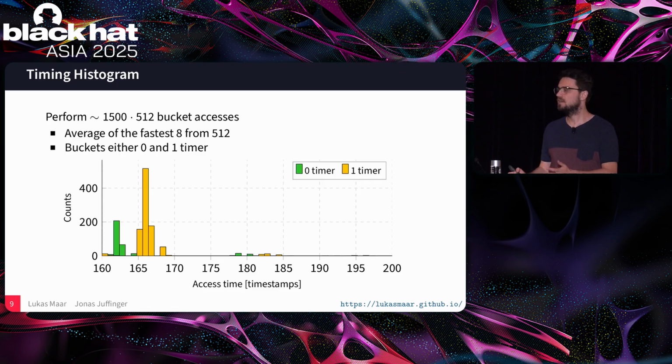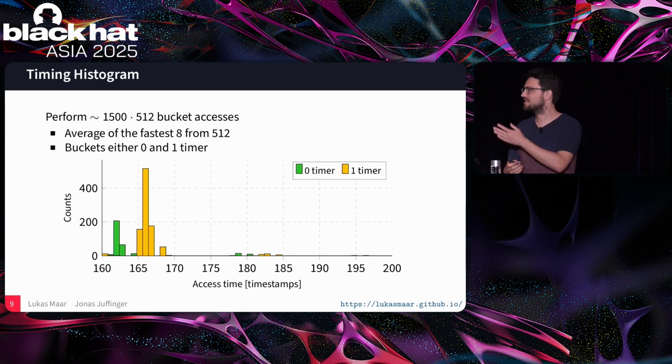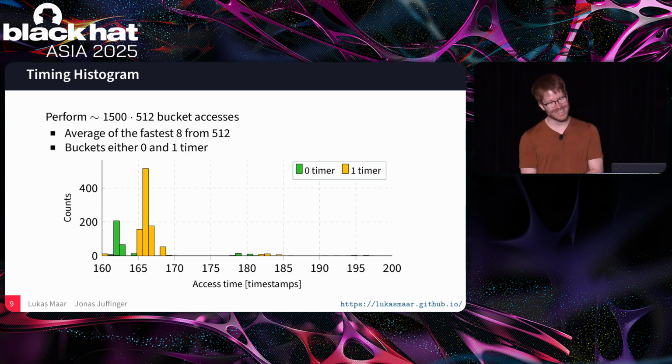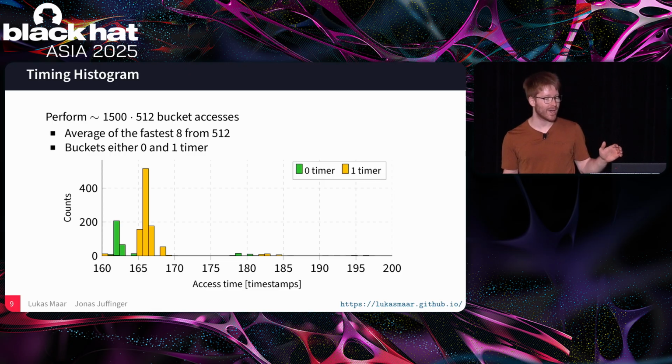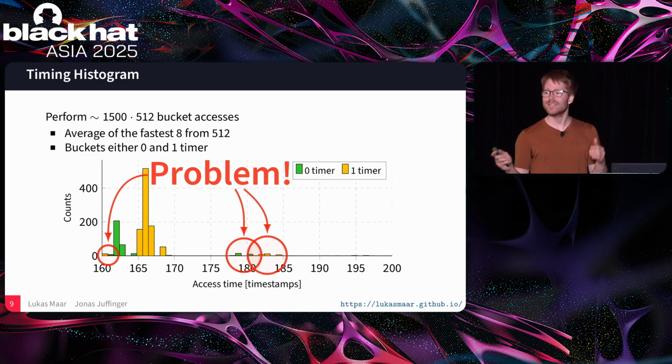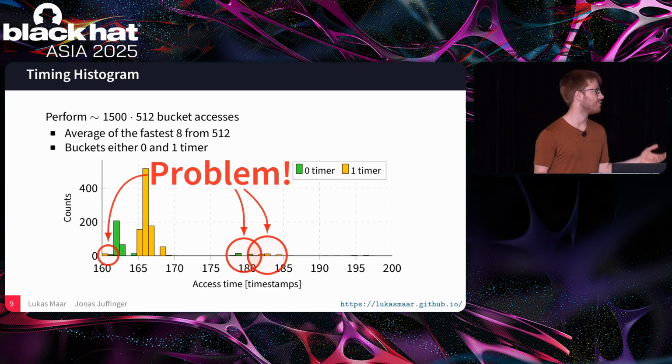At around 165 timestamps, we see that we can easily distinguish these two levels. Isn't this a nice graph, Lukas? Oh, but wait, no, it's not that nice, because if you look on the left and on the right, there are some problems. These are false positives and false negatives, which will reduce the accuracy of our side channel, and for the later kernel heap pointer leak, these are not acceptable.